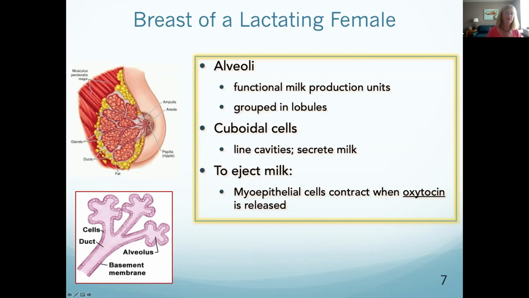Oxytocin is also called the love hormone. And I call it the puppy retrieval hormone. You know, when a dog has puppies and it won't leave them, it goes and gets them and drags them around and puts them somewhere else, and it's madly in love with its puppies.